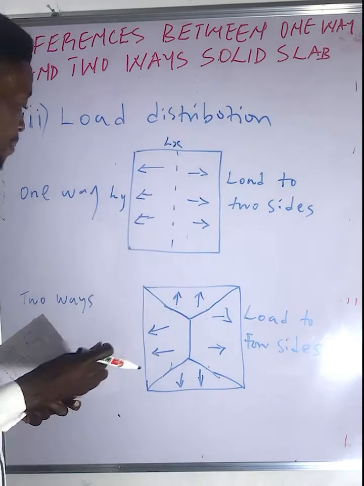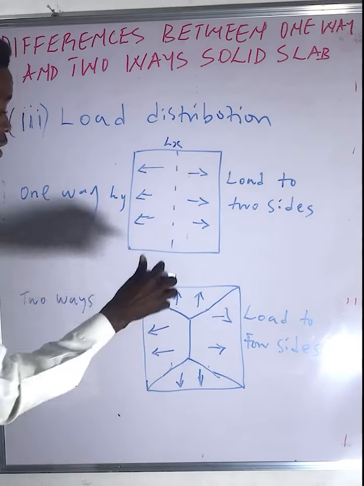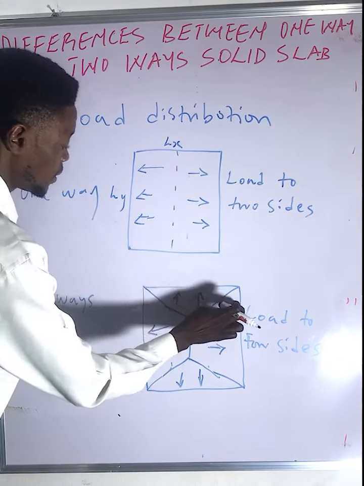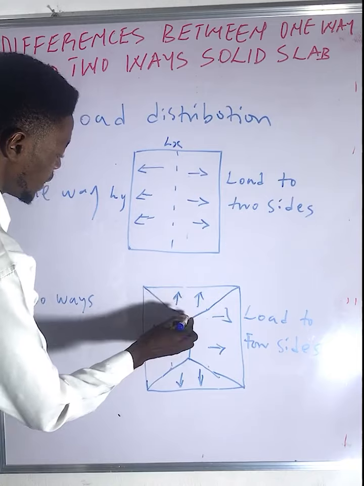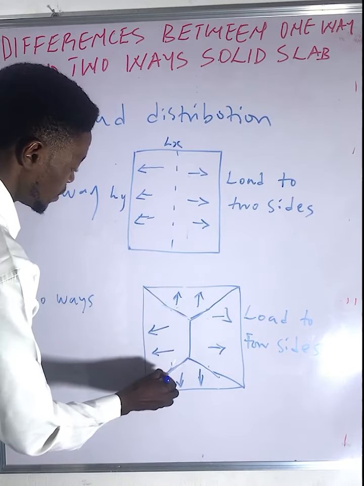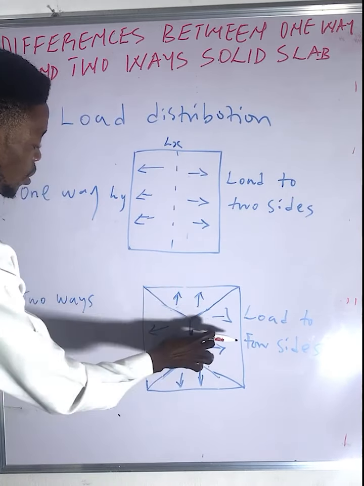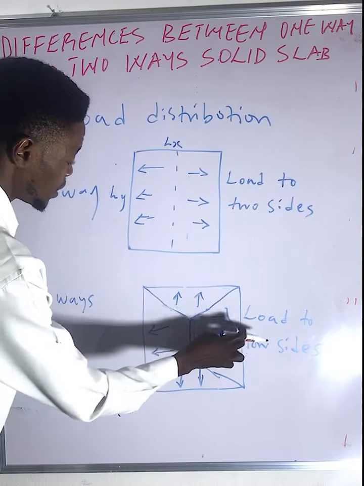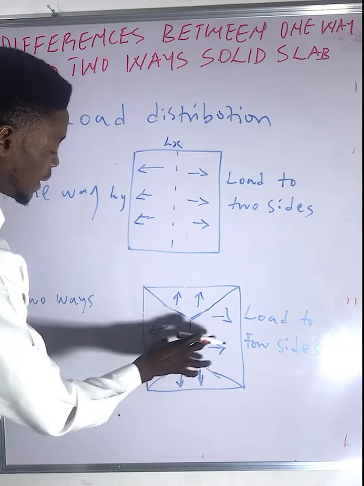While for two-way slab, your load is distributed to all 4 sides at 45 degrees. Your load is distributed to all 4 sides. These 4 supports are carrying the load.